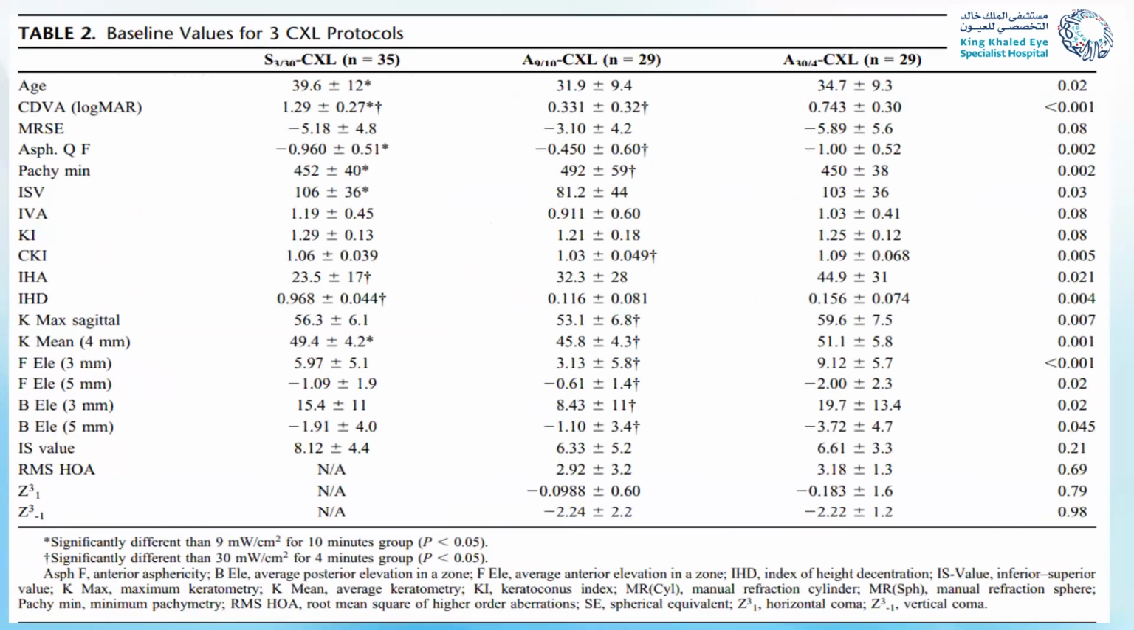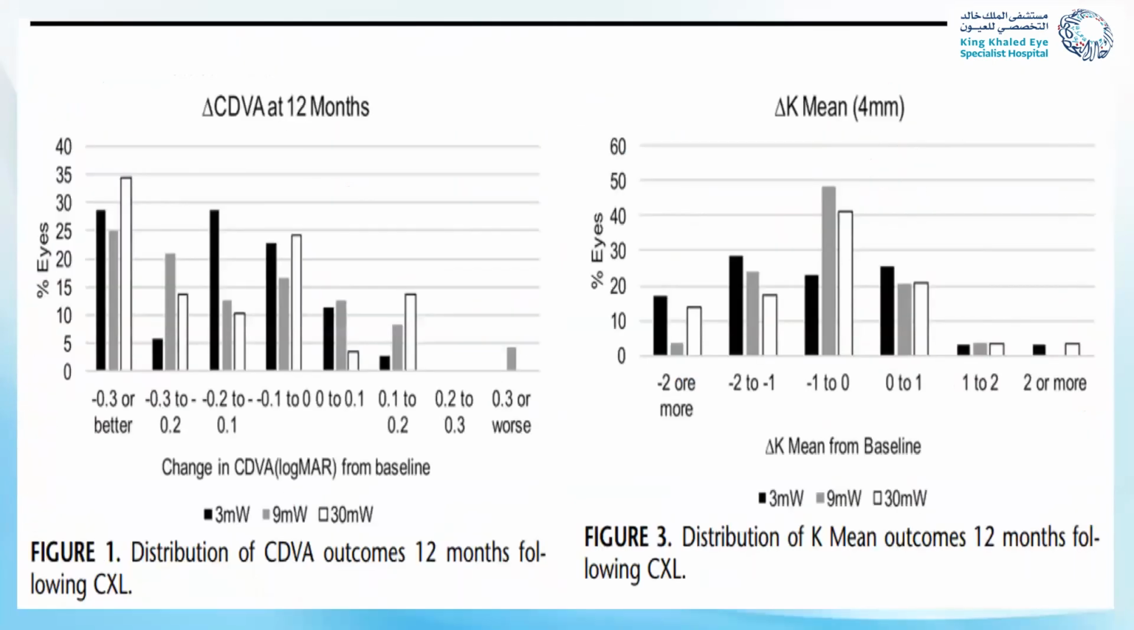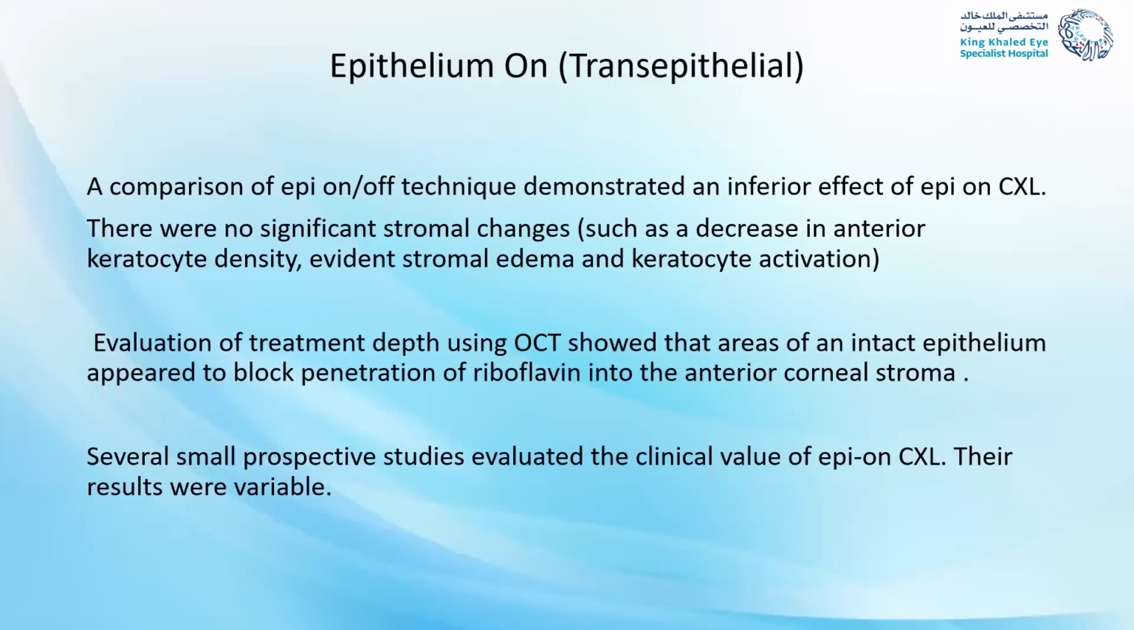So the baseline values, you can see them here. The typical parameters that we use to study the outcome in any case of cross-linking are the visual acuity, the spherical equivalent, the pachymetry readings, the Kmax, and the elevation maps. In all 3 protocols, you can see that they're quite equivalent in results. Okay, let's skip ahead to the epithelium-on technique, or the transepithelial technique. I'm just going to rush through some of these slides to save time, so that we can get the majority out of the slides without any further interruptions from the connection.